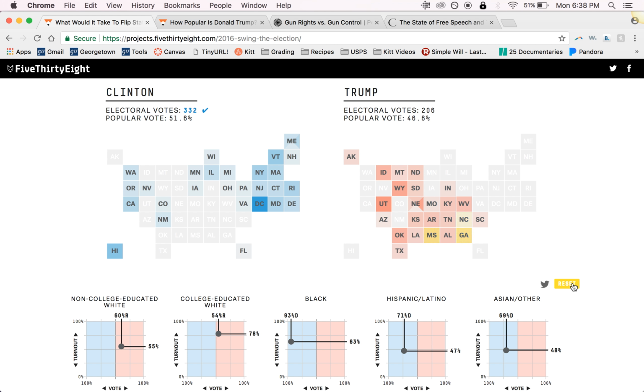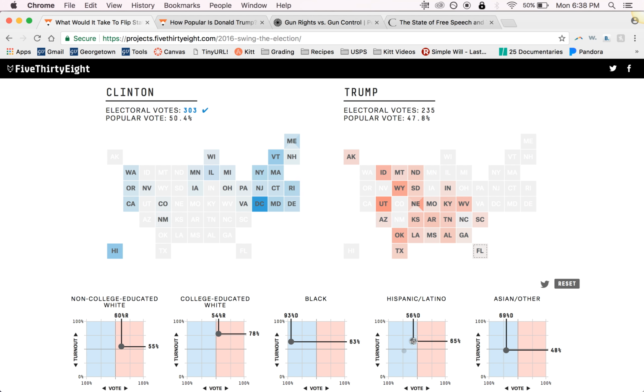So let's think of that in terms of Latino voters just for a second. 71% of the Latinos voted for Obama in 2012. Turnout rate was fairly low at 47%. Let's say, what if Trump is able to persuade more Latino voters to vote for him and to increase the turnout rate? Well, you have to do it a lot.